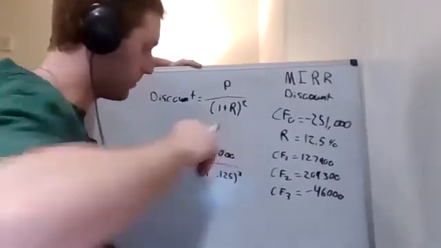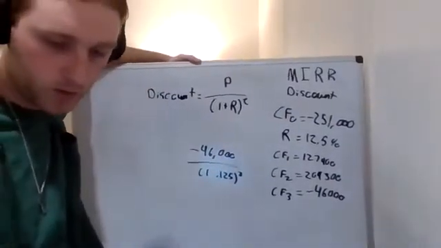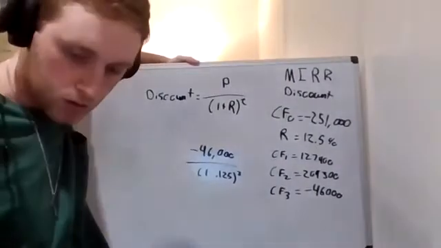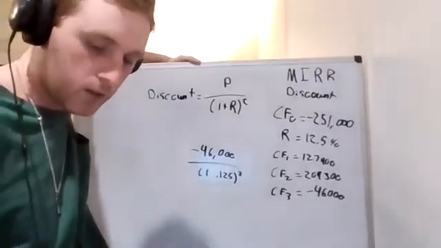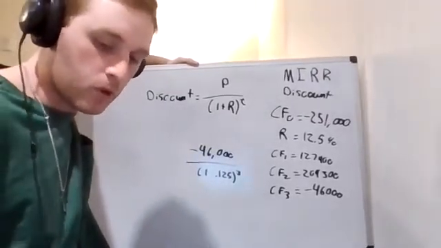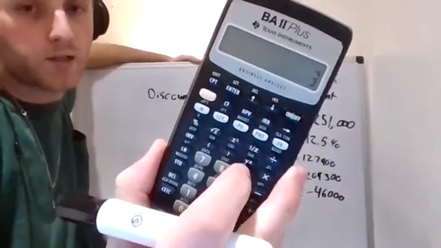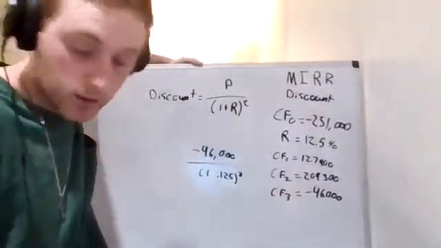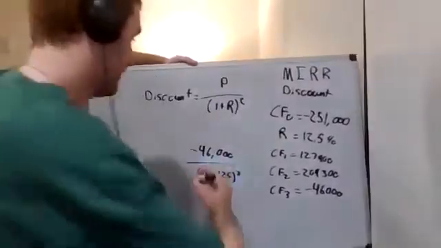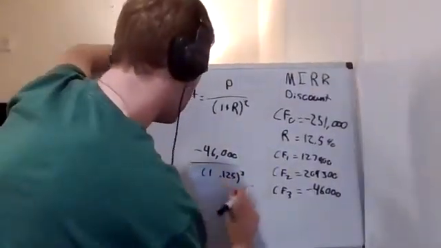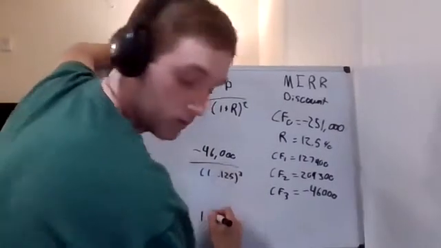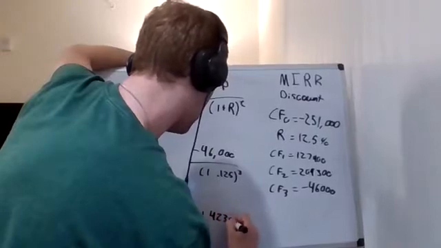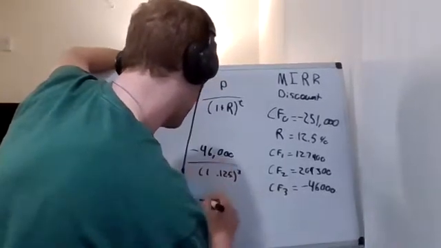And then we would multiply it by the exponent of 3: 1.125 to the power of 3. So remember the exponent key is this YX. You type in the number, hit that, and then hit what the exponent is, and then hit enter. And when we run through this, we get 1.4238, and we still have our top, negative 46,000.